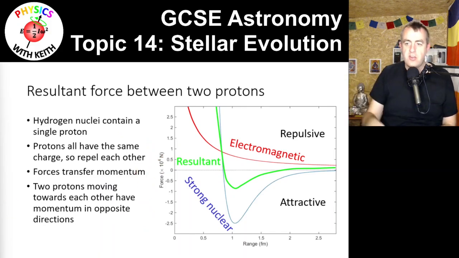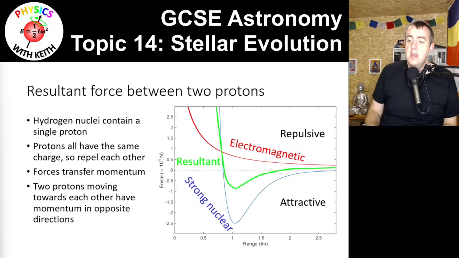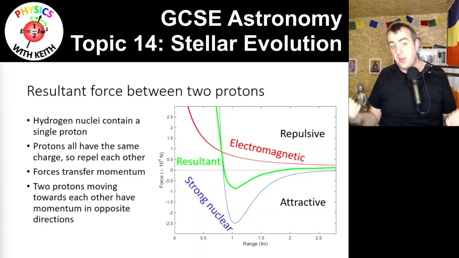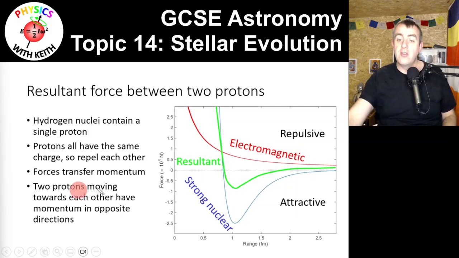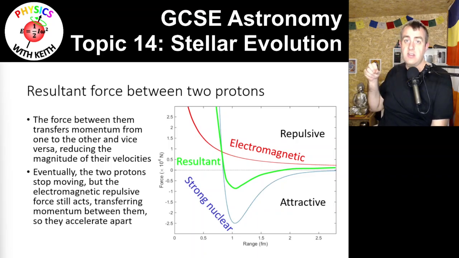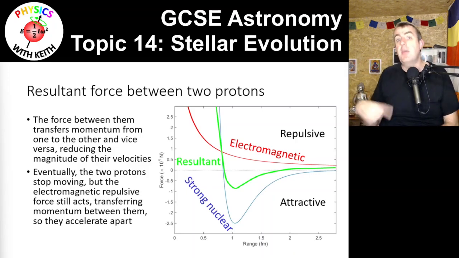Hydrogen contains a proton. Protons have the same charge. They repel each other. Forces transfer momentum. I thought that was important to mention. And so as these protons move towards each other, and they've got momentum therefore in opposite directions, this force is going to transfer momentum from one to the other. So in other words, one that's got, let's say, positive momentum, whatever direction that is, is going to be losing momentum, and the one that's got negative momentum is going to be gaining momentum, but in the positive direction. So the magnitude of the momentum of both protons is going to be reducing.